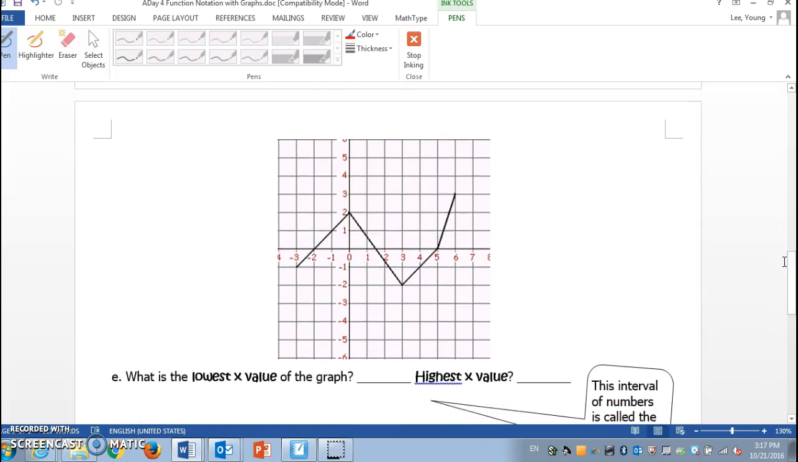Now, let's take a look at this graph again. Now we're not talking about f of 3 or f of x equals 3. We're talking about which one has the lowest x value, which one has the highest x value. So the graph starts right here, right? And then the graph ends right there. So it says which one has the lowest x value. So we need to look at the x-axis, okay? So which one has the smallest x value? Right here, negative 3.